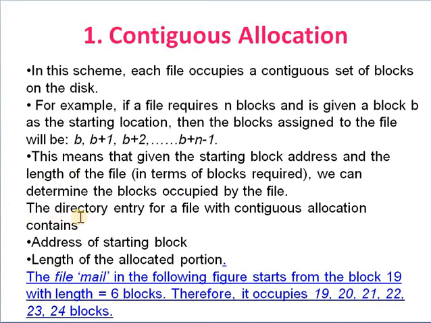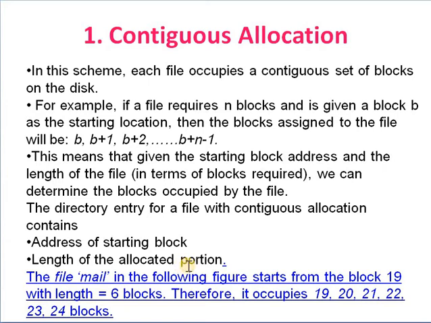The directory entry for a file with continuous allocation contains two attributes. The first one is the address of the starting block and the second one is the length of the allocated portion.